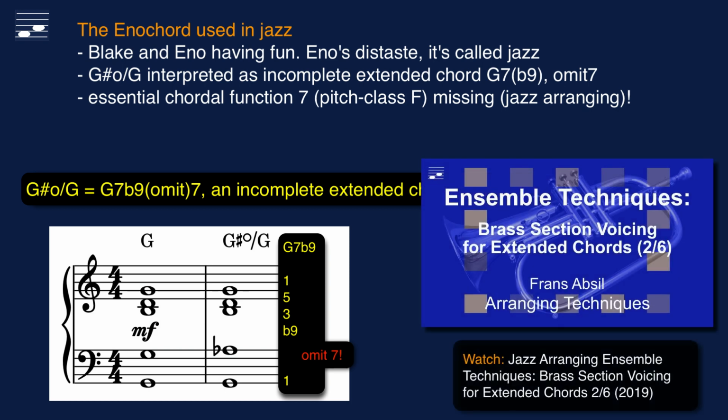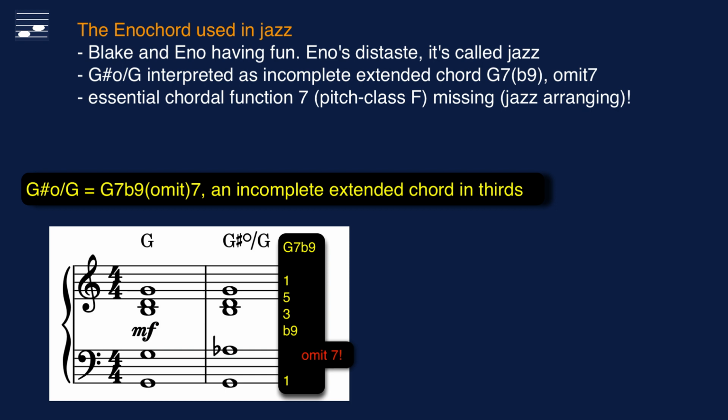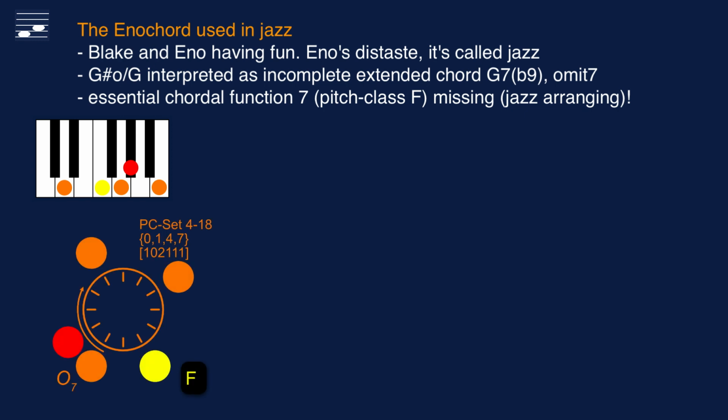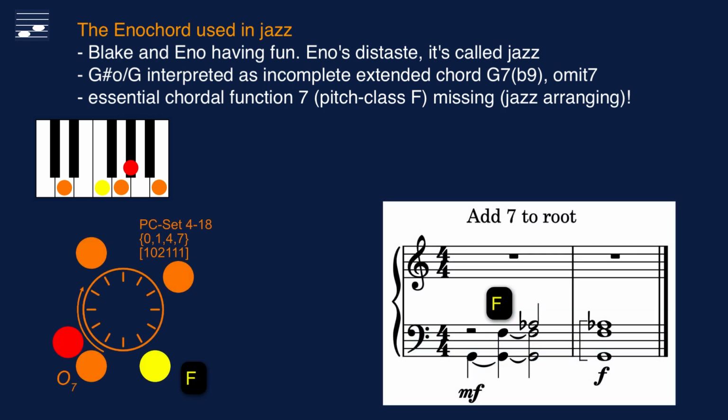In jazz arranging classes, voicing this extended dominant chord without the characteristic chordal function 7, the pitch class F, is most unlikely and would ruin the typical jazz idiom. Which leads us to the obvious option of adding a new, fifth pitch class and insert the F between bass and minor ninth. The result? Closing the gap yields two consonant intervals, while smoothing the highly dissonant original.